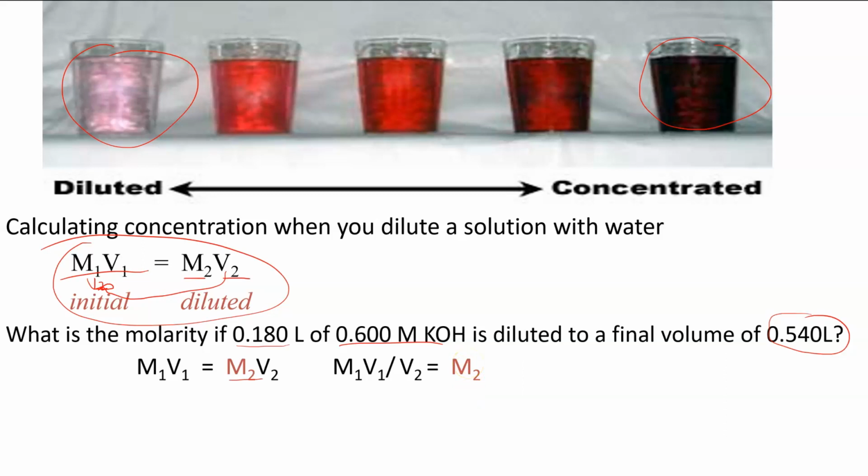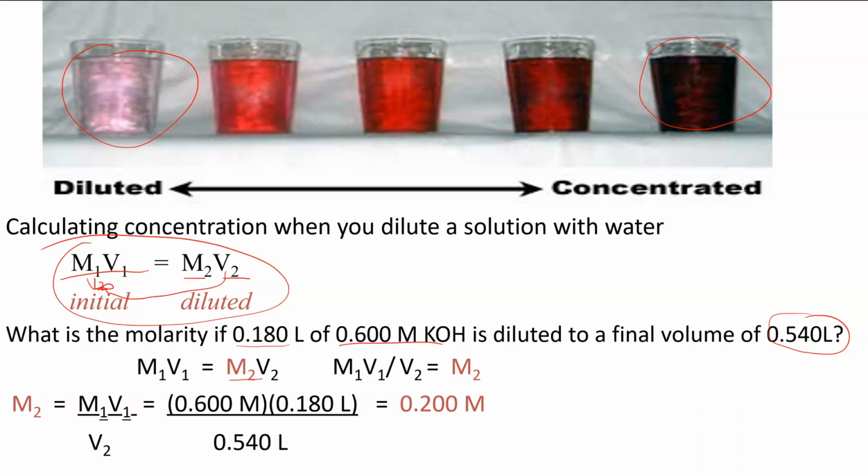So heads up, now I'm just going to plug in the numbers. 0.6, 0.1, 0.50. So here is my concentration. So this means that this concentration got diluted, right? And it makes sense because we started with 0.18 liters of solution. Now we have 0.50. So that means we add a lot more water to it, right? So you expect the concentration to go down as a result of it.